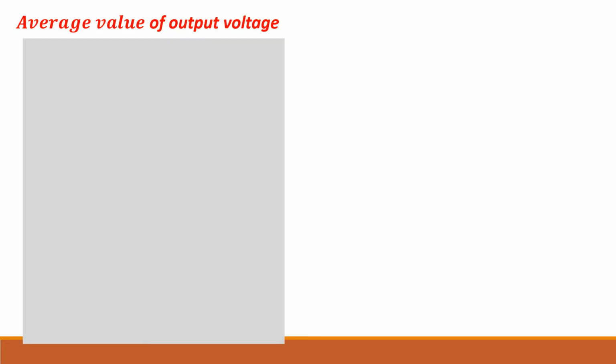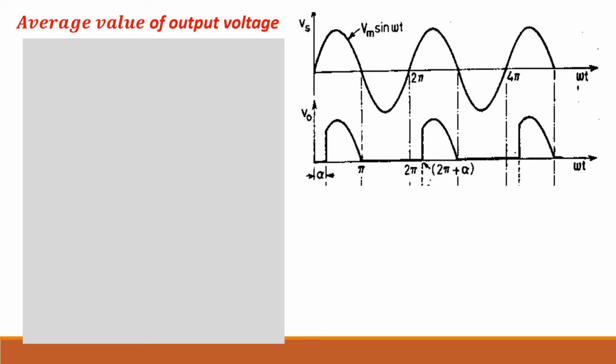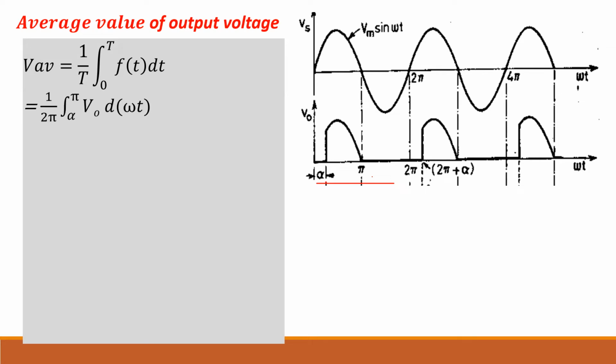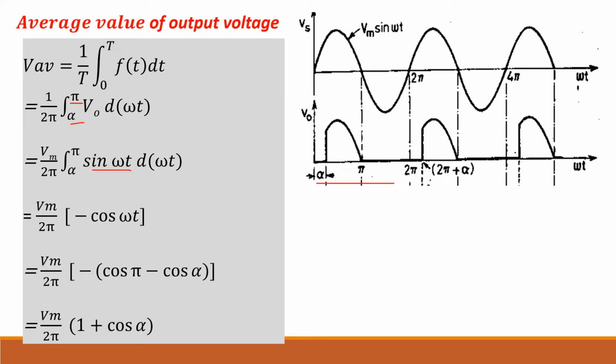Now we will find the average value of the output voltage. What is the limit for the output voltage? Total time period is 2 pi, and the limit is alpha to pi. So substitute V0 equal to Vm sin omega t, integrate it, and you will get Vm by 2 pi into (1 plus cos alpha).